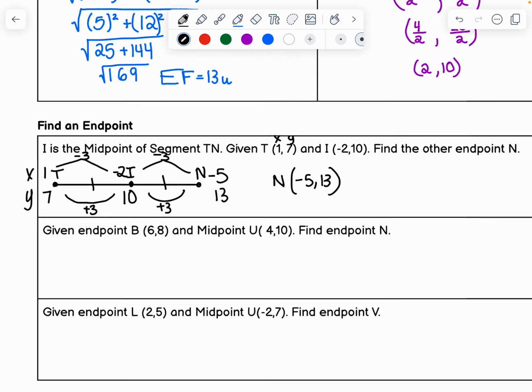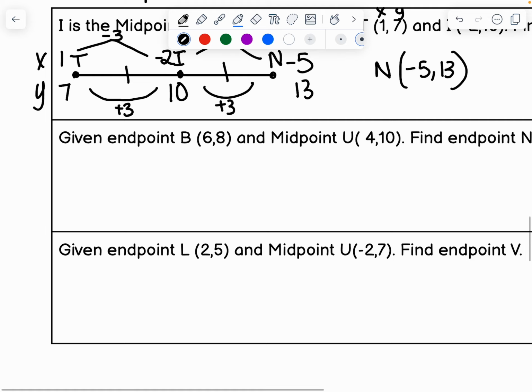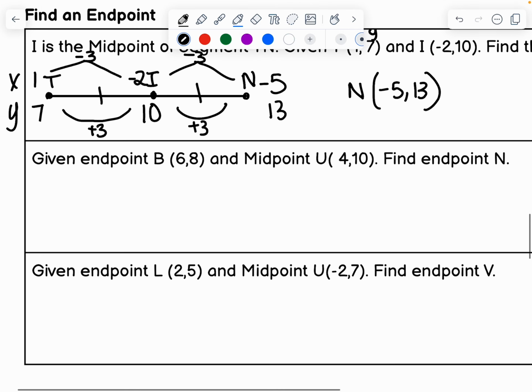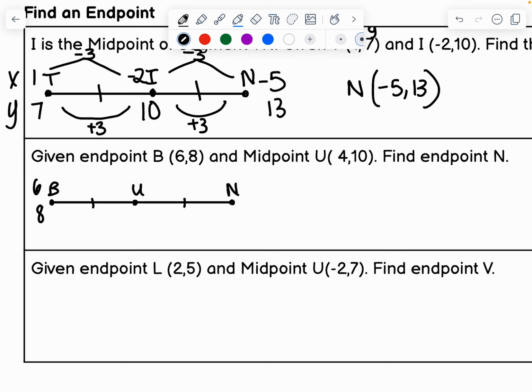All right, let's do that again. Given endpoint B and midpoint U, find endpoint N. Let's draw a picture. We have endpoint B, midpoint U, find endpoint N. So U is a midpoint, two tick marks to show it. B is at (6, 8). U is at (4, 10).